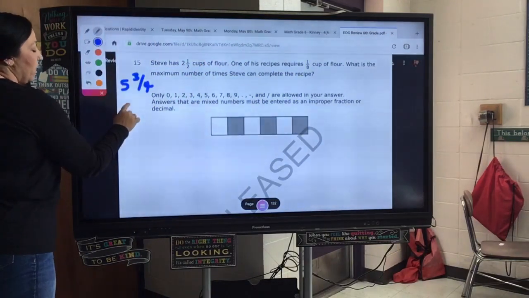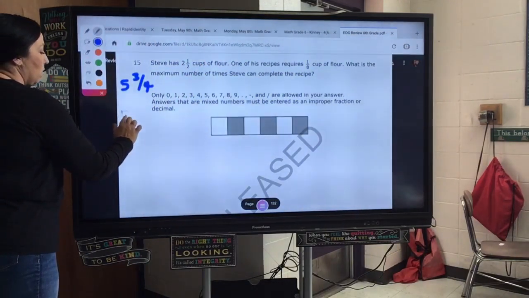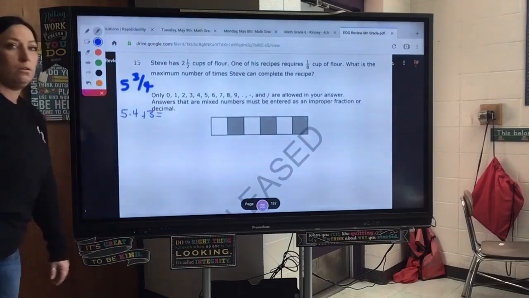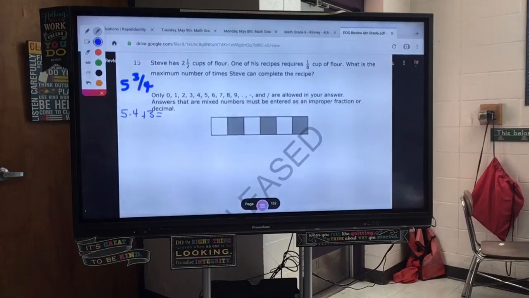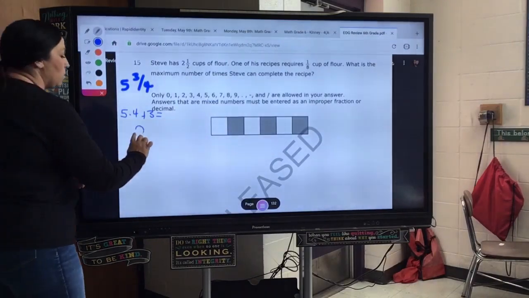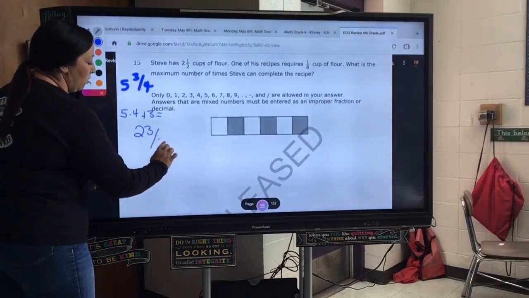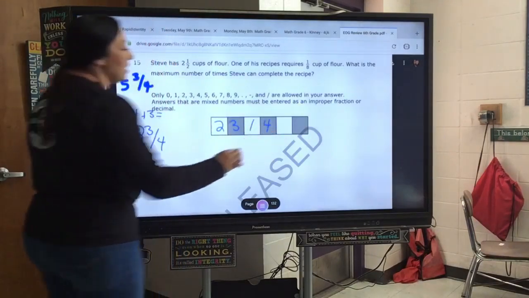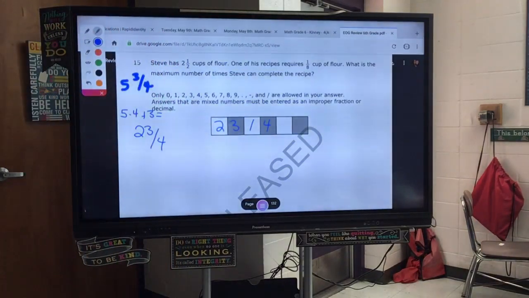All right, so essentially I have to do 5 times 4 plus 3, right? And I end up with what? What's 5 times 4 plus 3? Emma. So I would end up with 23/4. That's what I put in here as my answer if I end up with a mixed number. Which you shouldn't, because when you divide fractions, 9 times out of 10 you end up with an improper fraction, so that's what you put in to start with.